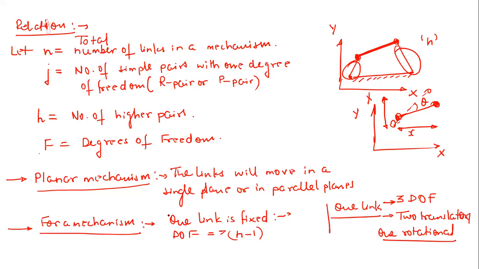3n minus 3, that is, n minus 1, right? Or you can simply say 3 multiplied by n minus 1. So one link has 3 degrees of freedom. So n minus 1 links will have 3 multiplied by n minus 1 degrees of freedom. Now we are going to put the constraints, right?